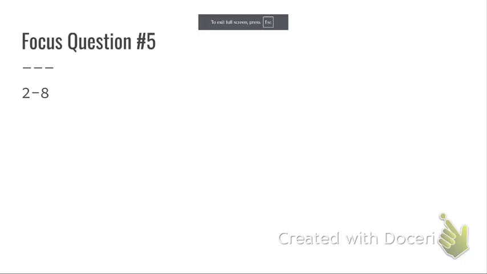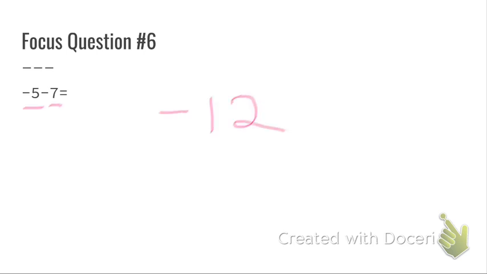2 subtract 8. Yeah, -6, right? That was -6, I promise. And then -5 subtract 7. They both have their own negative sign. So same signs, add them together, keep it negative.